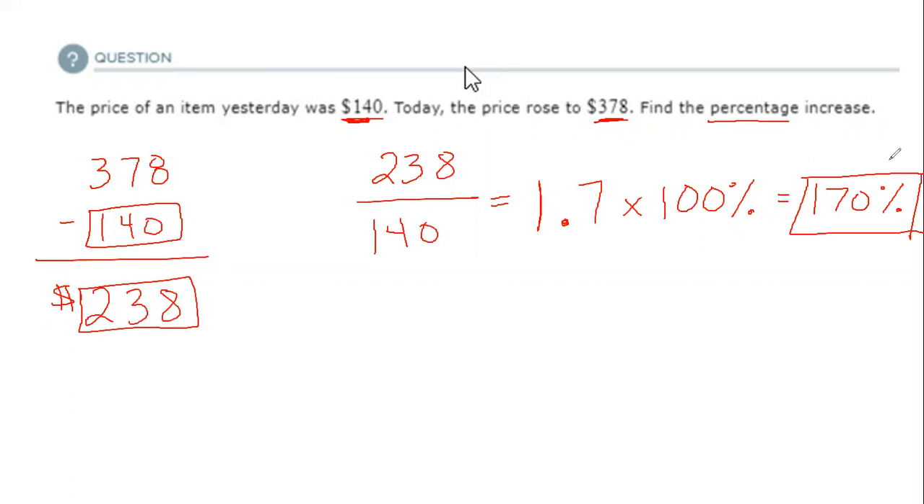So you find out how many dollars it went up, and in this case, that's $238. And then you divide by whatever the original price was. Now, a lot of times it's not going to be as big as the original price. In this case, it was significantly higher. It was 1.7 times as big. But whatever it is, I multiply by 100%, and that is the percentage. So originally it was $140, and that went up 170%.